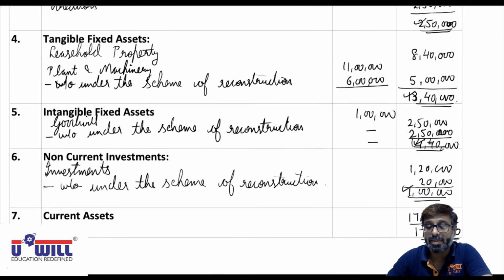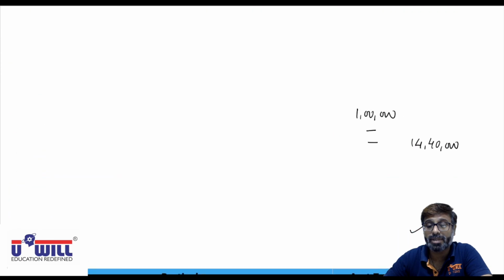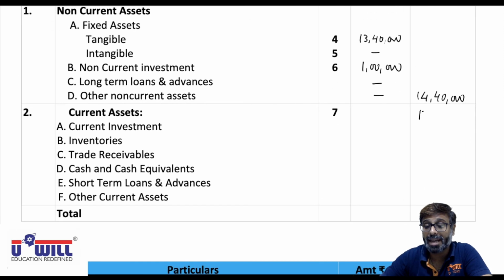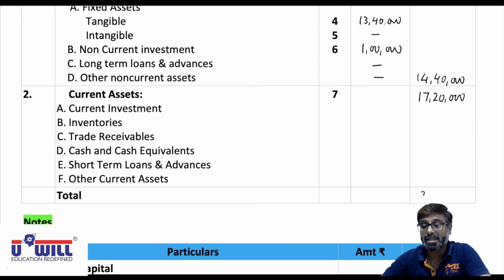Then current investments we have nothing. In current assets we directly have 17,20,000, as we discussed earlier also. So directly in current assets we'll write 17,20,000. We don't have other items of current assets given separately. 14,40,000 plus 17,20,000 is again 31,60,000. So the balance sheet gets tallied.